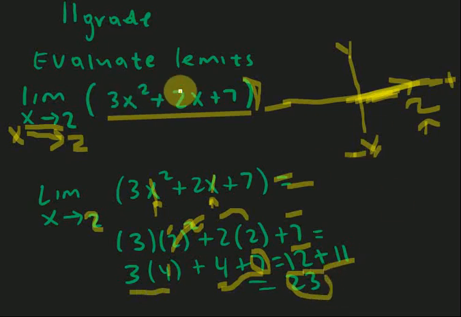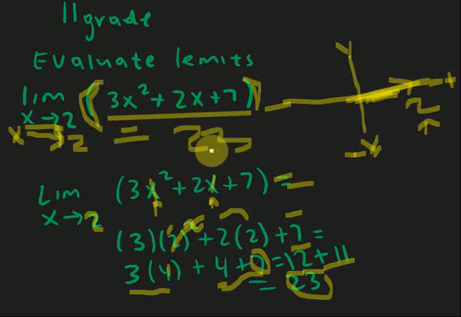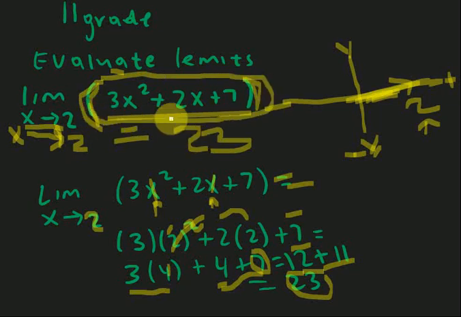So for this equation, for the limit as x approaching 2, this is equal to 23. That's all about it. As x approaching 2, the limit of this evaluation, the limit of that equals 23. That's what it's all about.